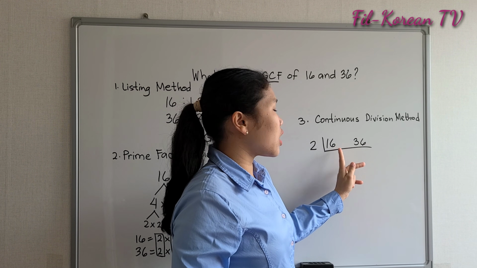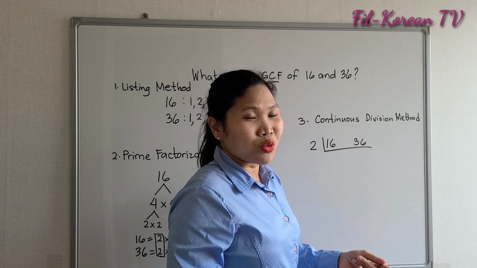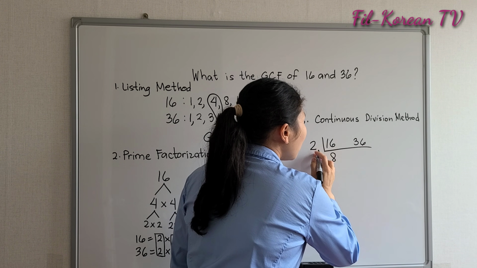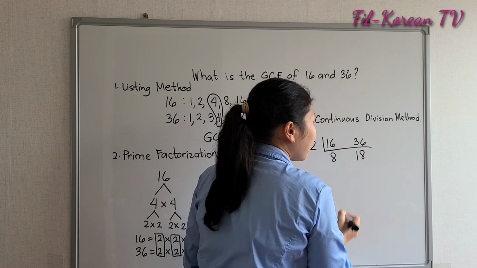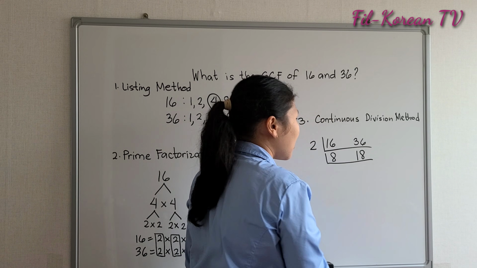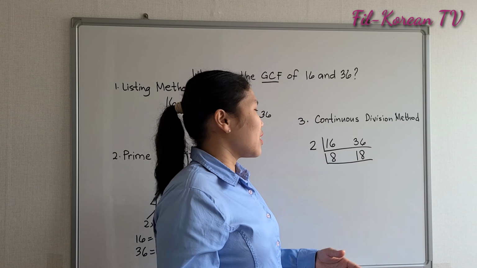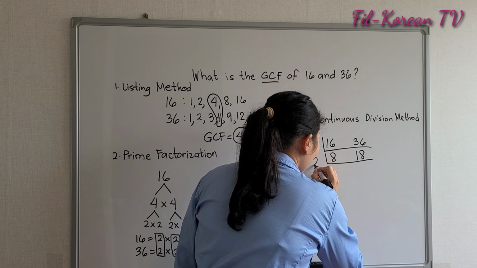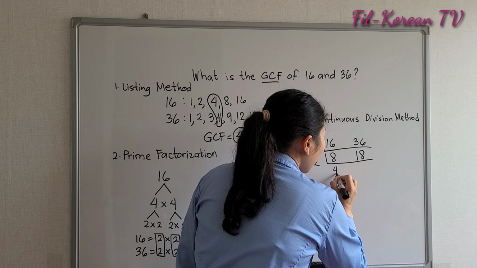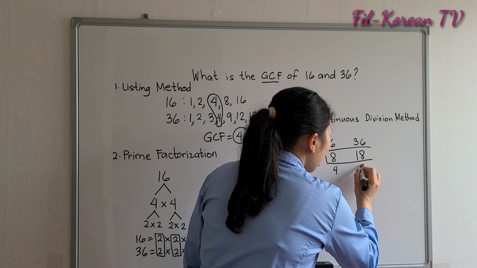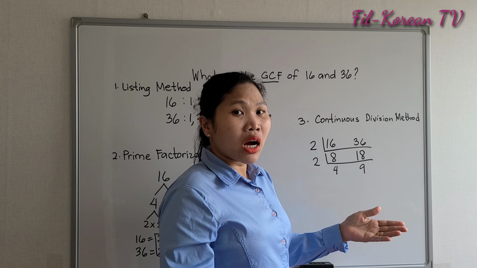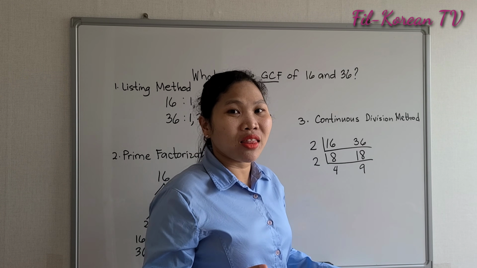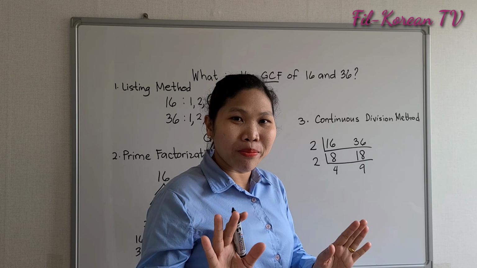And since both are even numbers, we can divide both by 2. 16 divided by 2 equals 8. 36 divided by 2 is 18. Okay, next. We will continuously divide. 8 and 18. We can divide this by 2. 8 divided by 2 is 4. 18 divided by 2 is 9. Now, look at the numbers. 4 and 9 do not have common factors, so we cannot divide them anymore. We will stop dividing now.